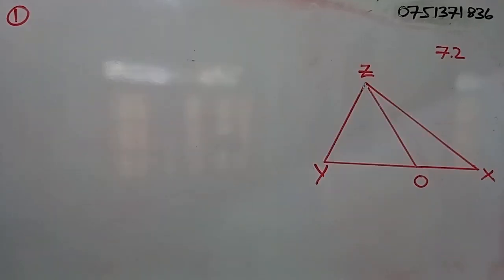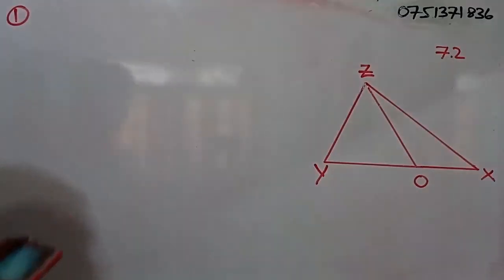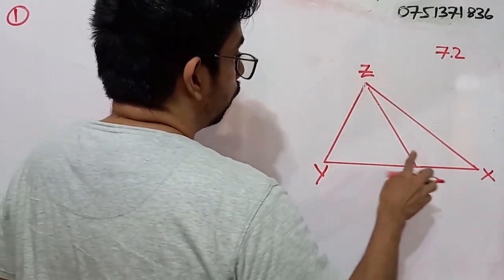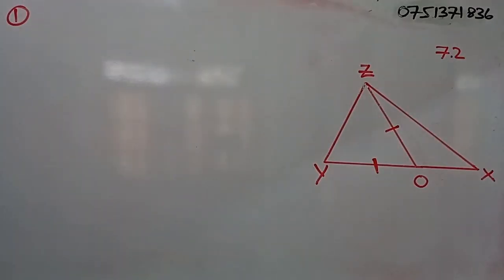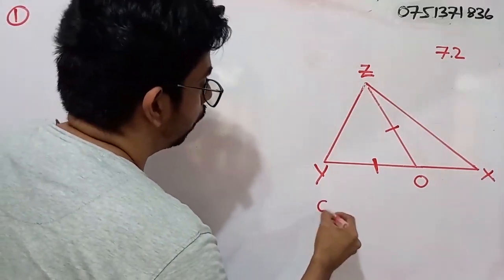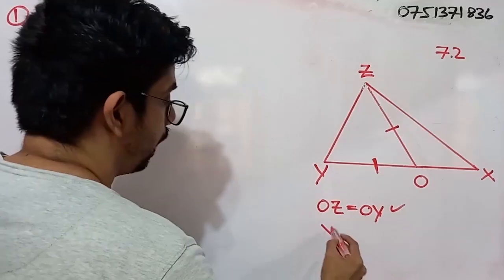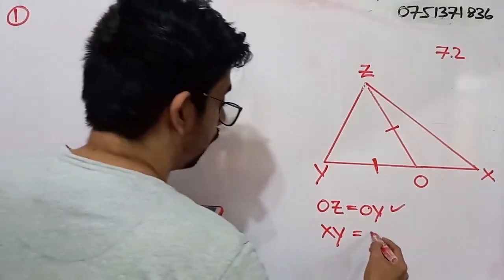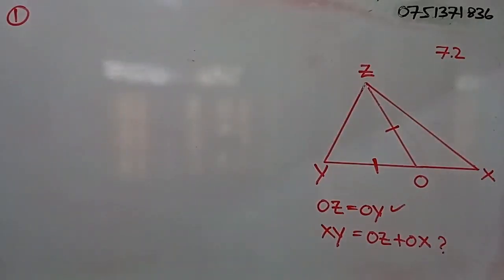The point O is located on the side of XY, right? So this is O of the triangle XYZ such that OZ is equal to OY, right? So OZ is equal to OY. Show that XY is equal to OZ plus OX, right? So here OZ is equal to OY. So this is given. So what do we have to prove? XY is equal to OZ plus OX. This is the one we have to prove, right?